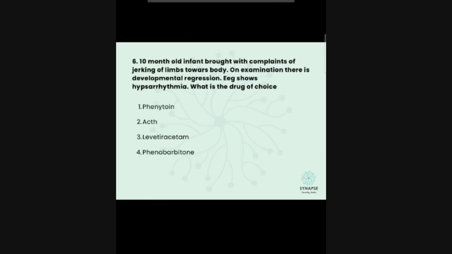Regression is prevented when you treat immediately with steroids. ACTH is the drug of choice, but in case you don't have ACTH, you can go for high dose prednisolone. So for infantile spasms with West syndrome, we treat with ACTH. In other conditions, that is, non-West syndrome conditions, we can also use vigabatrin.